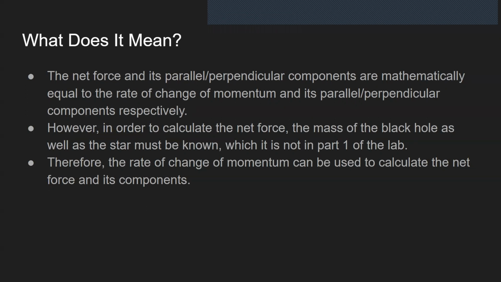The net force and its parallel/perpendicular components are mathematically equal to the rate of change of momentum in its parallel/perpendicular components respectively. However, in order to calculate the net force, the mass of the black hole as well as the star must be known, which it is not in part 1. Therefore, the rate of change of momentum can be used to calculate the net force and its components in order to find the mass of the black hole.